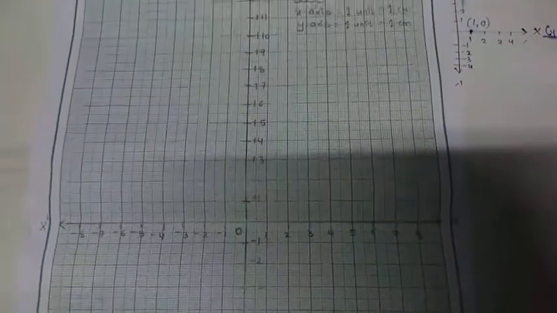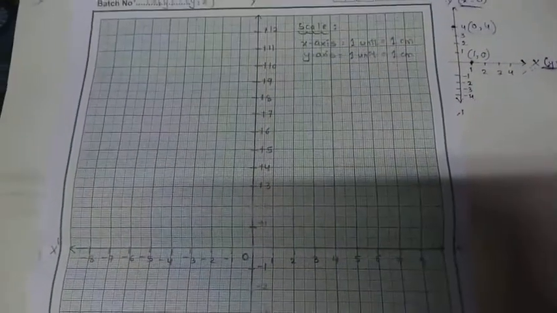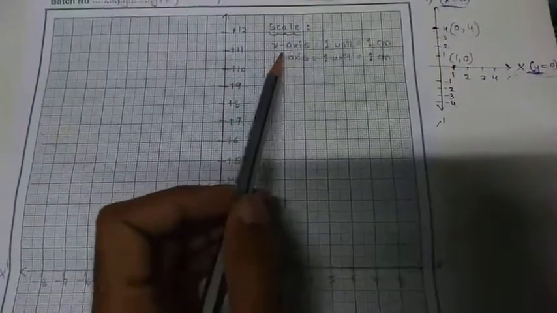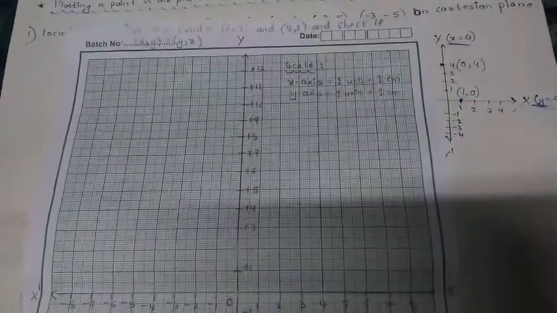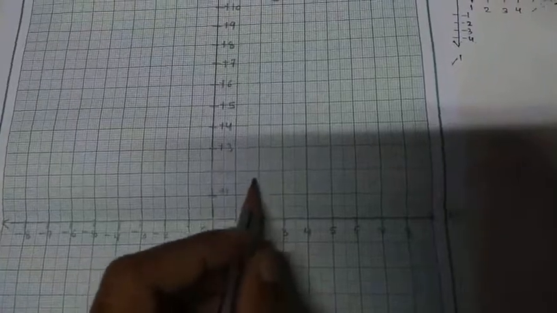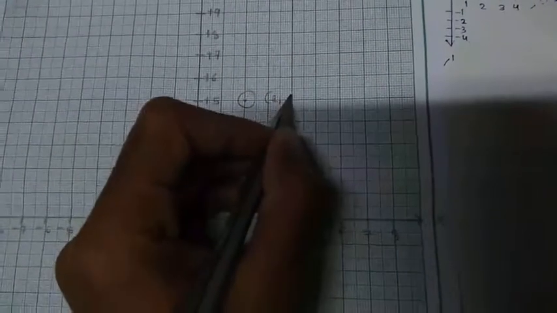So I have taken a graph here. I have drawn the positive and negative x-axis as well as the negative and positive y-axis, and I also mentioned the scale, that is x-axis 1 unit equals 1 centimeter and y-axis 1 unit equals 1 centimeter. Okay, so now we will be plotting the points 2, 5 first. So 2 on the x-axis and 5 on the y-axis. 5 steps. 1, 2, 3, 4, 5. So this particular point is 2, 5.